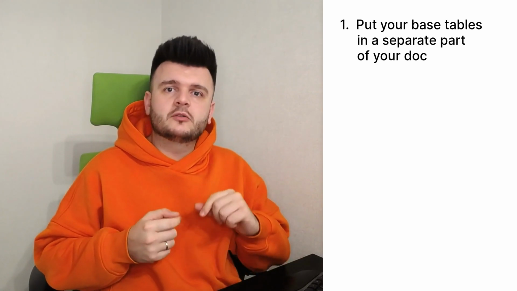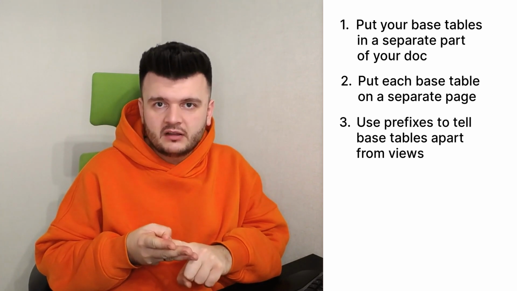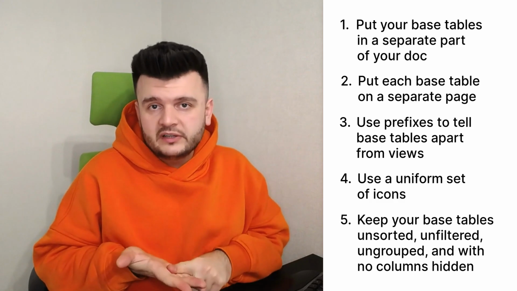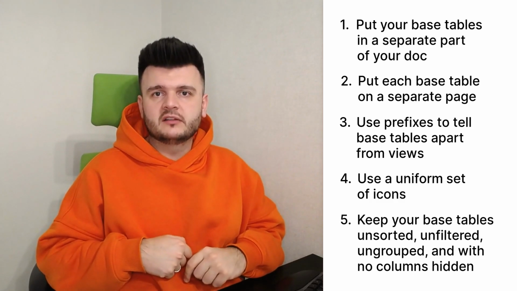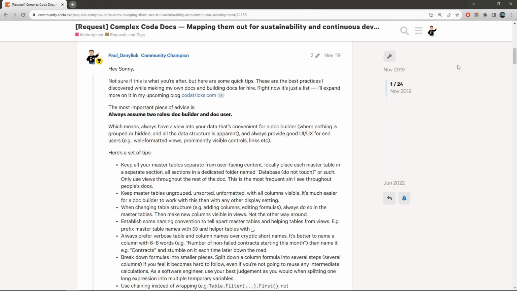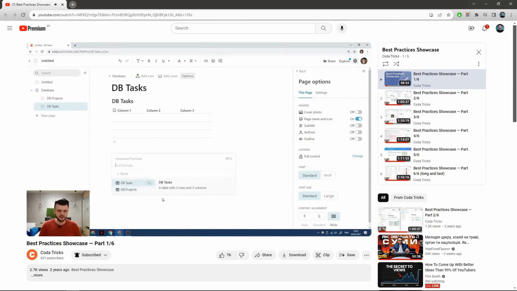So let's recap. Put your base tables in a separate part of your doc, put each table on a separate page, use prefixes to tell base tables apart from views, use a uniform set of icons, and always keep base tables unsorted, unfiltered, with all columns visible. These principles aren't just universal for software development. They're actually already battle-tested for Coda. I posted them in the community as far back as 2019, and I outlined them in my old Best Practices series. There is a link in the description, check out how far I've come.